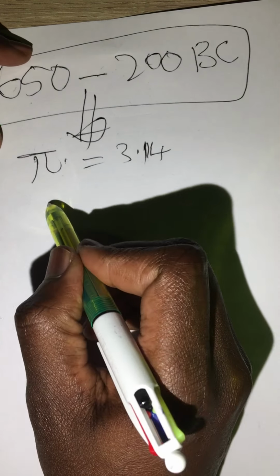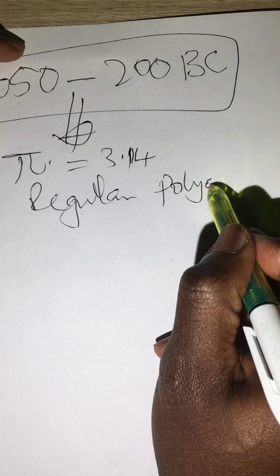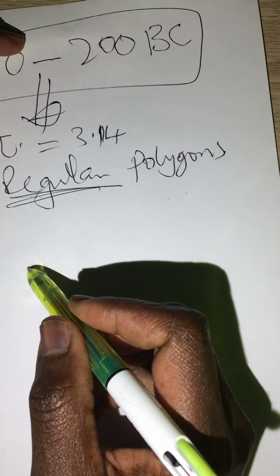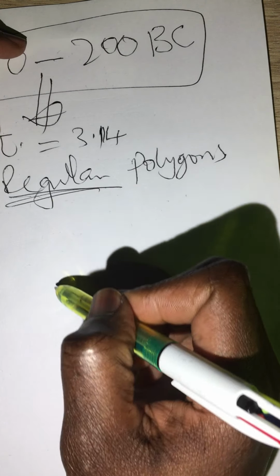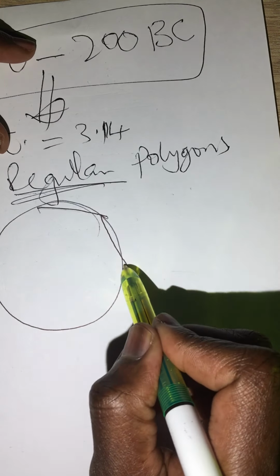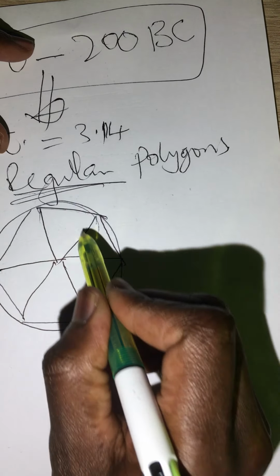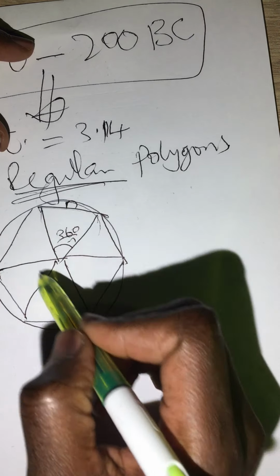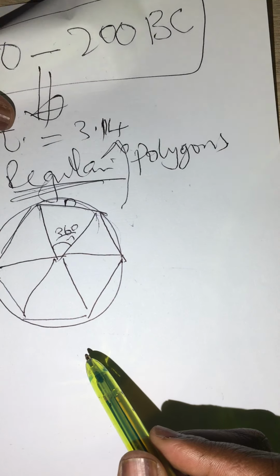He used regular polygons actually. Regular polygons have equal sides, and you try to work out the length of the side and the angle inside the polygon, like the length of the side there and the angle there. He was trying to find out the perimeter of this polygon in order to estimate the value of pi.